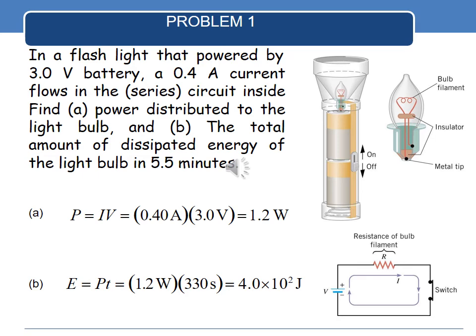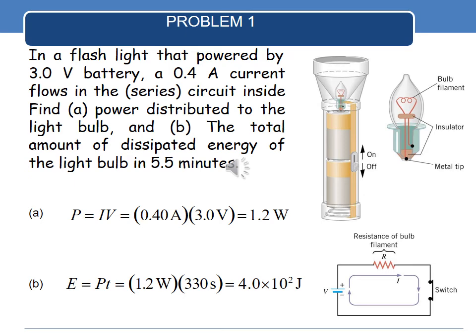This is an example, problem 1. Suppose you have a flashlight powered by a 3-volt battery and 0.4 ampere current flows in the series circuit inside. Find A, the power delivered to the light bulb, and B, the total amount of energy dissipated by the light bulb in 5.5 minutes. Using the power equation, P equals I times V, you can get the power: P is 1.2 watts. For the dissipated energy, simply take the power times time.